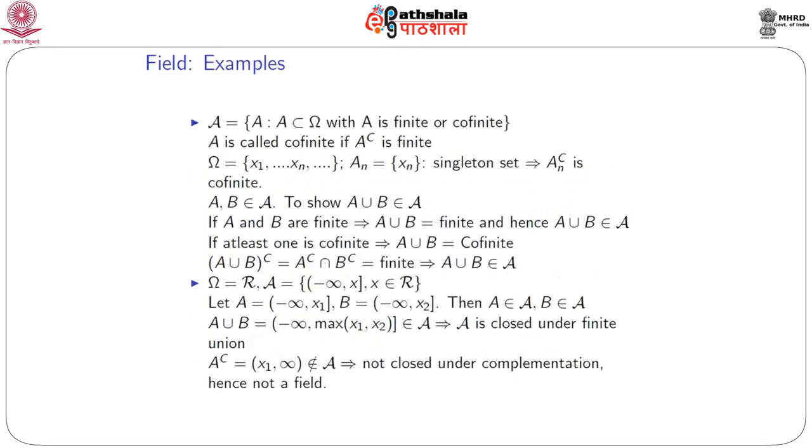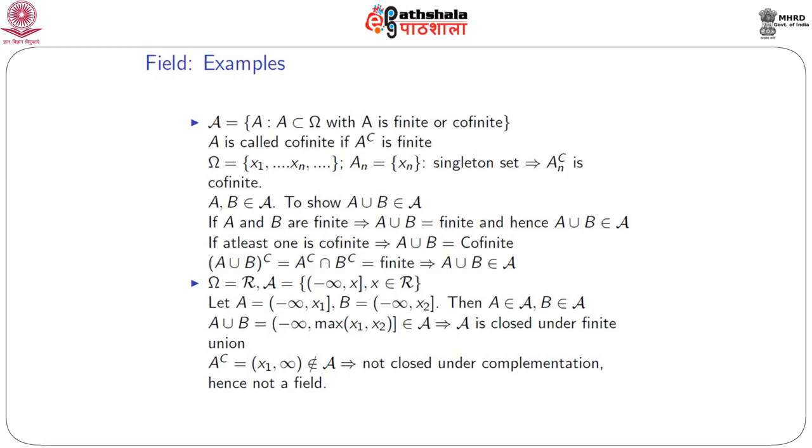We will try to discuss a few more examples. Suppose we are considering a class script A which is a collection of all those sets A, where A is a subset of omega, the universal set, with A finite or cofinite. Now, we will define what we mean by cofinite. A is called cofinite if A complement is finite. Consider the universal set x1, x2, x3, xn and so on, and I define An as the singleton set xn. Now, An complement is cofinite because the complement of An complement, that is An, is finite, a singleton set.